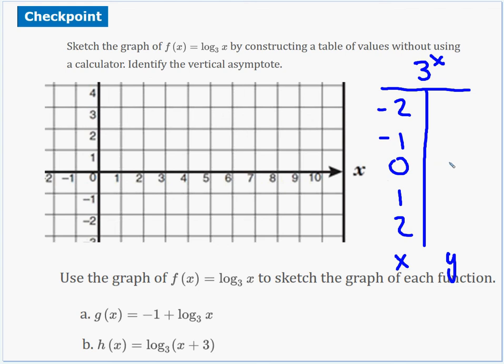Okay, 3 to the 0 is 1, 3 to the first is 3, 3 squared is 9. And then we can just reciprocal those. At negative 1, it'll be a third. At negative 2, it'll be a ninth. So the graph should look a little something like this. 1, 0, 3, 1, 9, 2. And then we've got our fractions as we approach the y-axis.